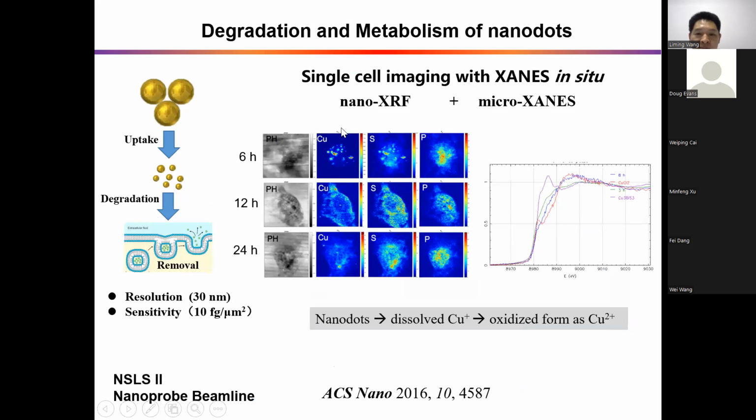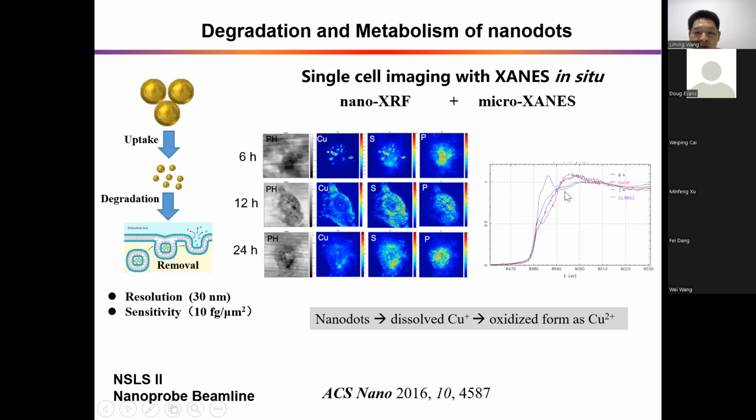For example, we found at the beginning the copper is aggregated inside the cells. This suggests that they are trafficked by some vesicles. And they also have good colocalization with sulfur. With time, the aggregated dots disappear and they are distributed homogeneously. For a longer time, the copper concentration decreases inside the cells. So this suggests that the copper element in the particle may be removed by the cells.